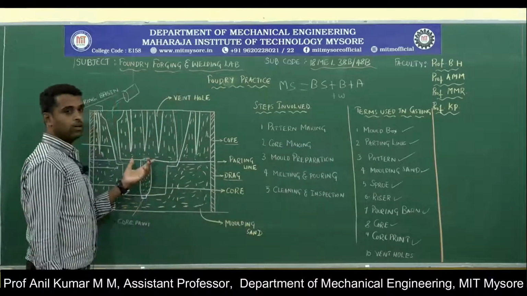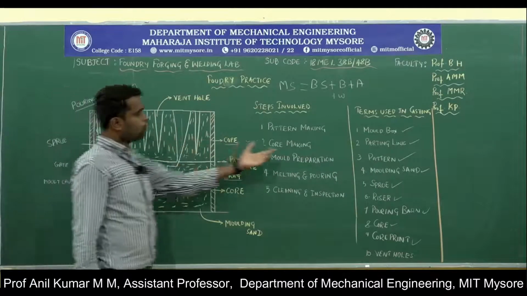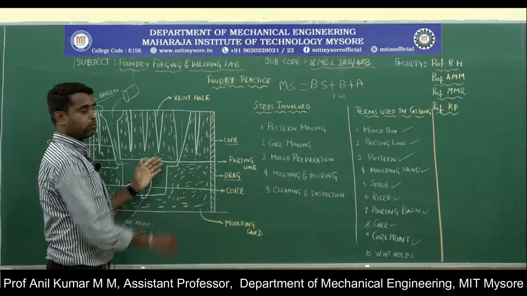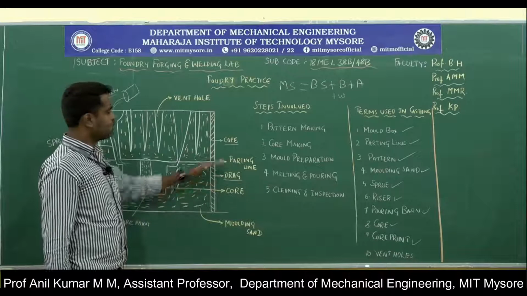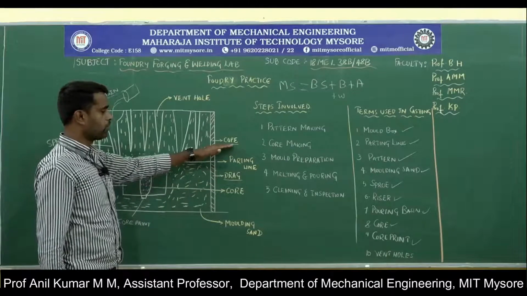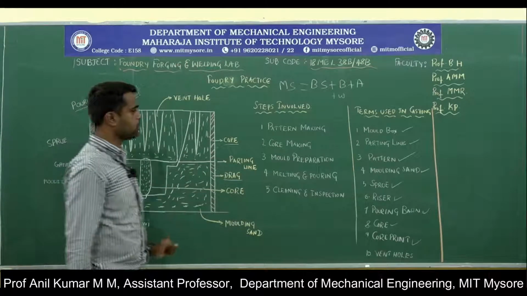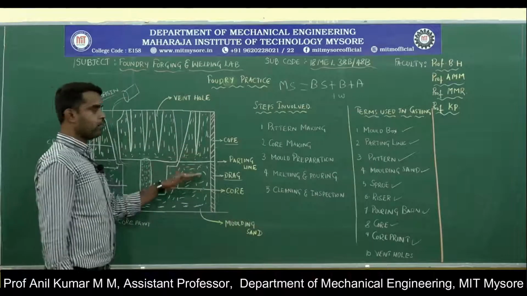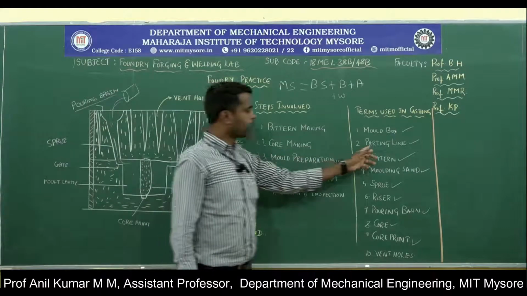One is the mold box. The mold box is a metallic frame used to prepare the mold. It consists of two parts: the upper part, which you can call the cope, and the lower part, which you can call the drag. Next, the parting line is the dividing line or separation line between the cope and the drag box.